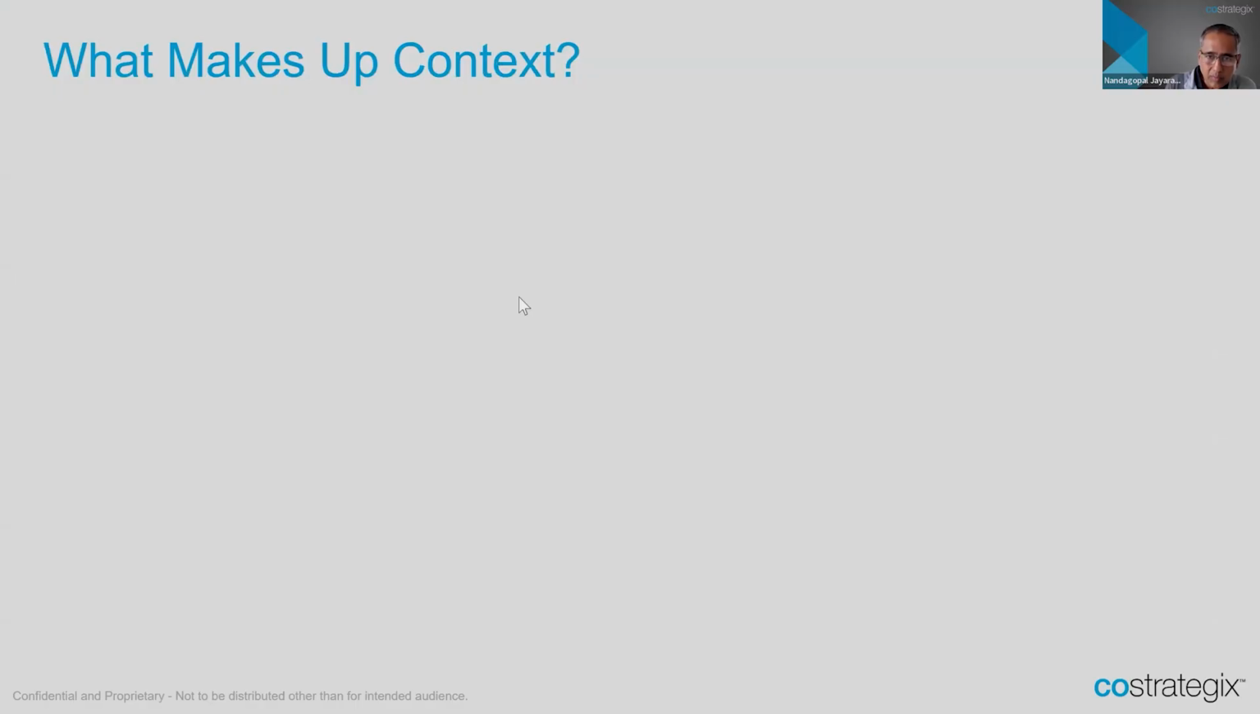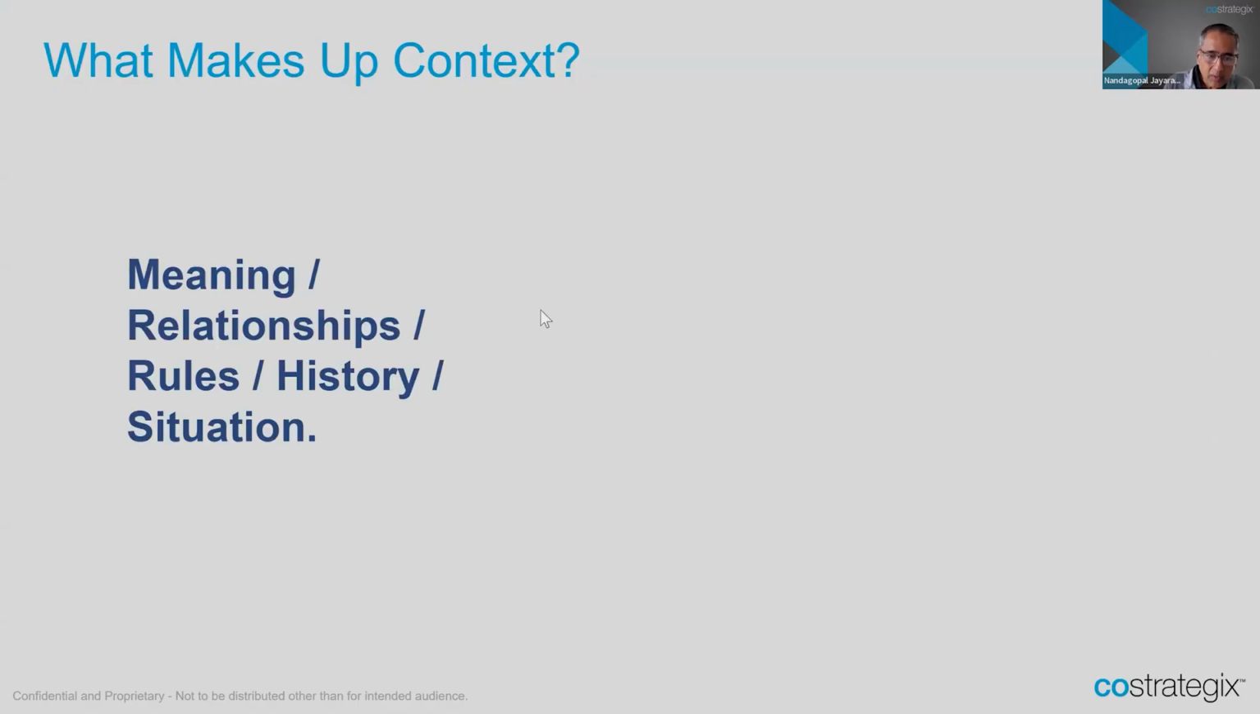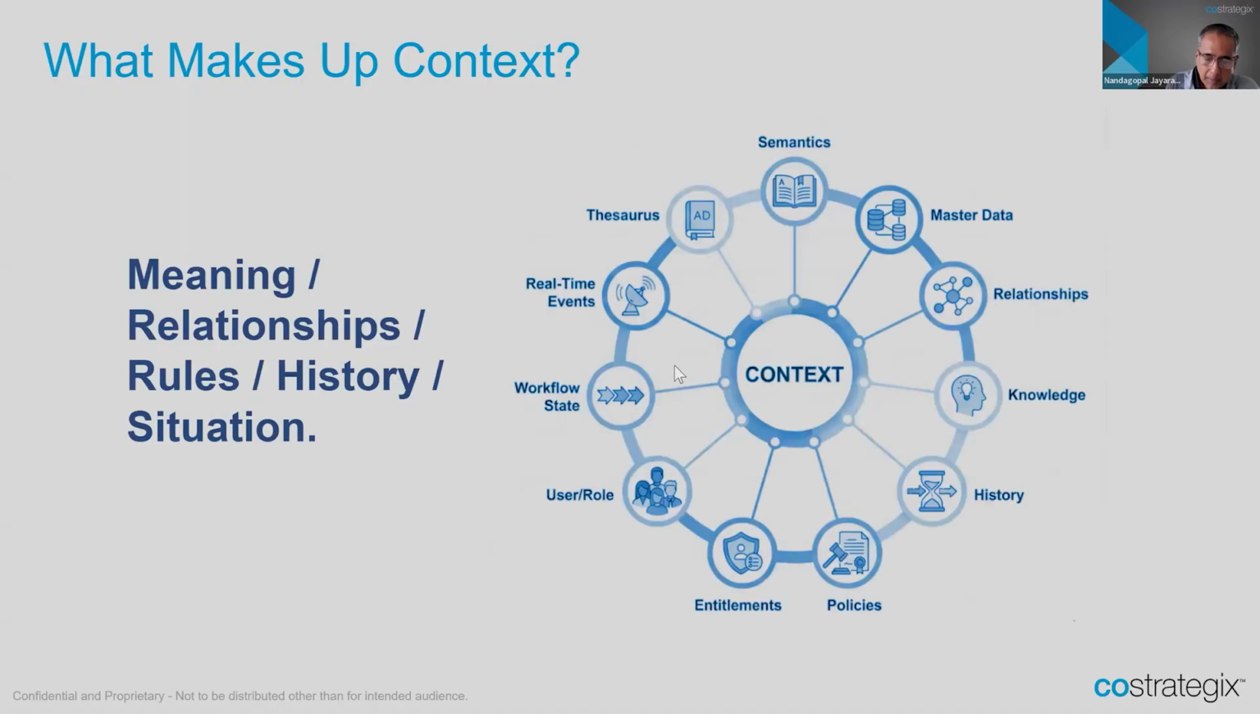So let's take a look at the various context components that might exist in today's world. So what really makes up the context? So in simple words, it's the meaning, it's the relationships, it's the rules, it's history, the situation. So when I use the term enterprise context layer, this is what I mean. It's not simply another database. It's the collection and delivery of business meaning, relationships, rules, history, situational information needed by AI to interpret and behave appropriately.